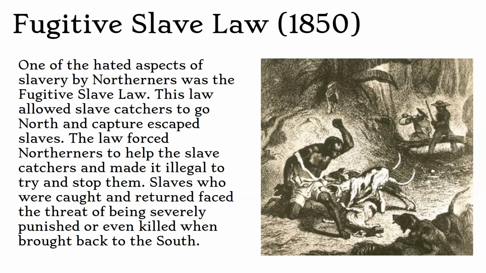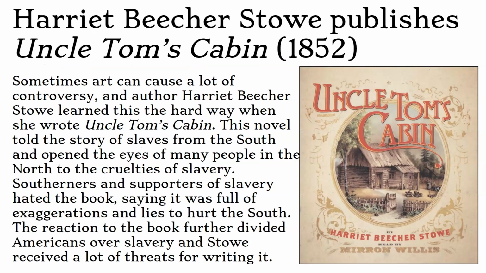One of the hated aspects of slavery by Northerners was the Fugitive Slave Law. This law allowed slave catchers to go north and capture escaped slaves. The law forced Northerners to help the slave catchers and made it illegal to try to stop them. Slaves who were caught and returned faced the threat of being severely punished or even killed when they were brought back to the South. So imagine if you're a Northerner and you're trying to help an escaped slave, you could actually be arrested for this under the Fugitive Slave Law. So if you're an abolitionist and you believe slavery is wrong, helping a slave is a criminal act, apparently. So Northerners were outraged by this.